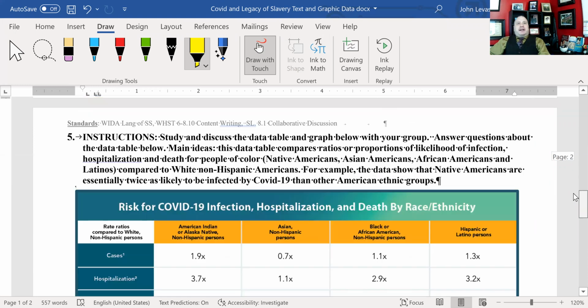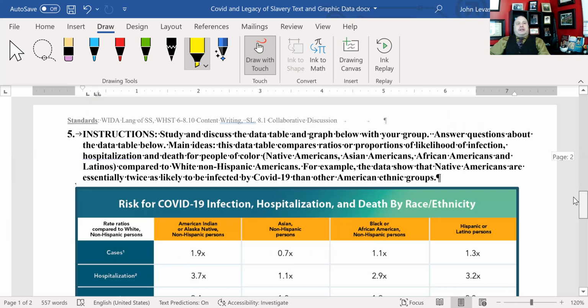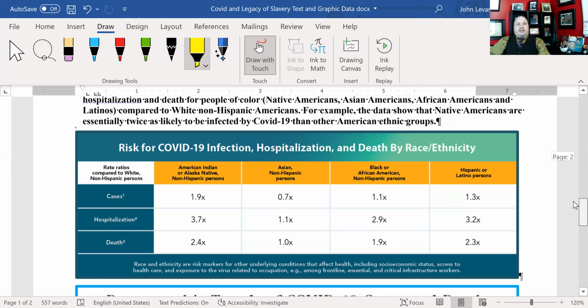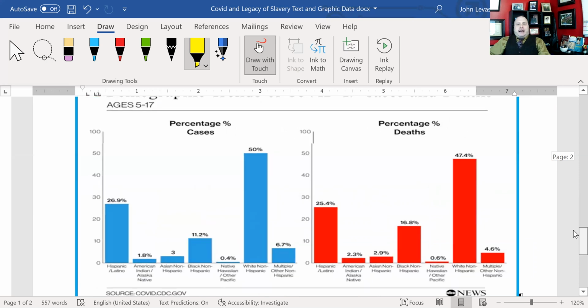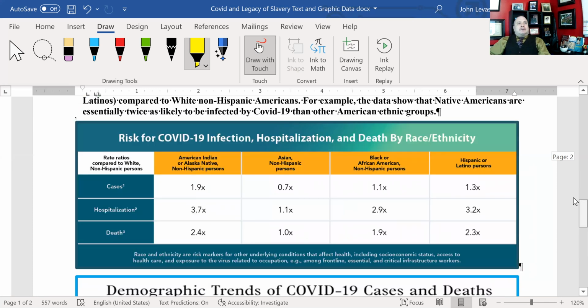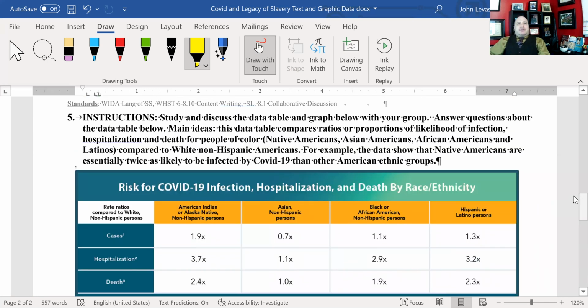Moving on to section 5. Here we see a data table from the Centers for Disease Control, CDC. And below that, we see an ABC News graph of percentages, and their source is also the CDC. Let's read the instructions. Study and discuss the data table and graph below with your group. Answer questions about the data table below.